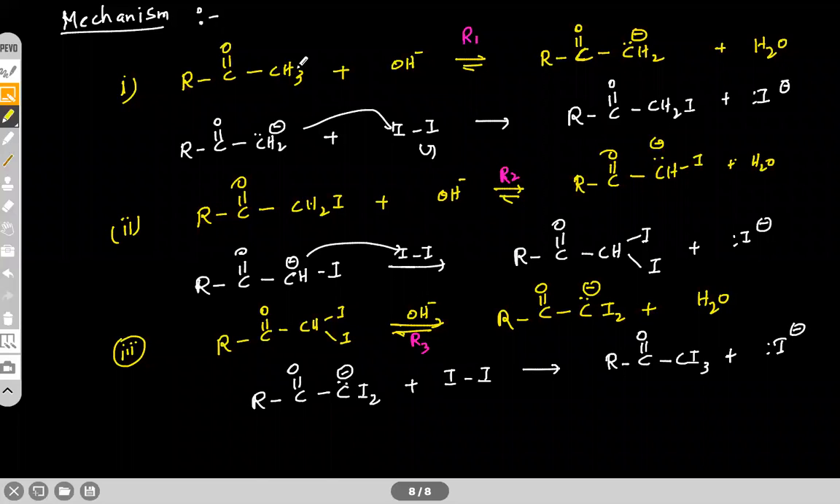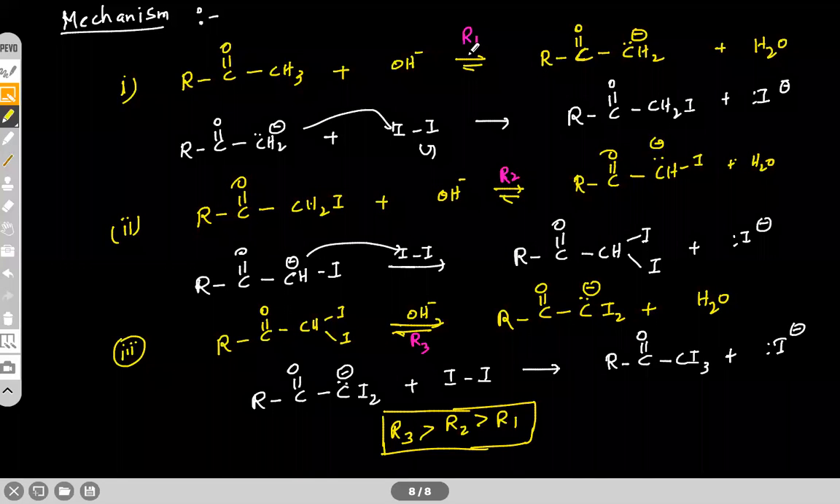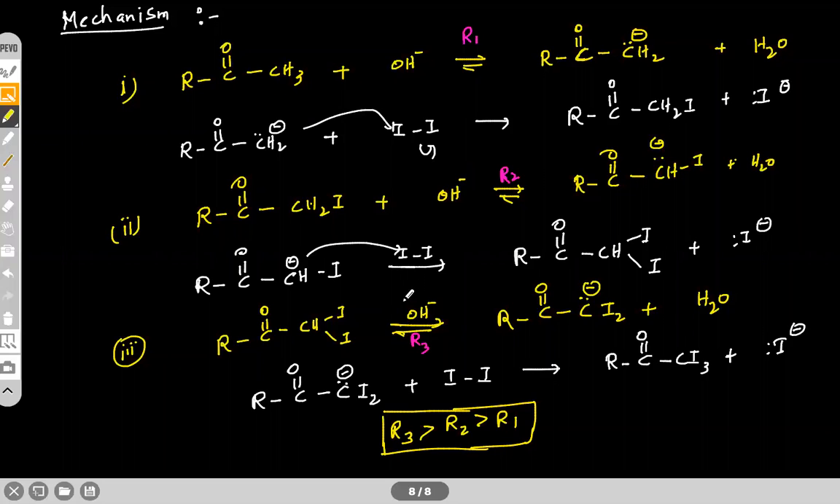In each step you see, here we do not have any minus I effect, here we have one minus I, here we have two minus I. So if you compare the rates of reactions 1, 2, and 3, the first one has the least rate, R3 is maximum, then R2, and then R1, because of the minus I effect of iodine. The point I'm making is that in each step the rate of the reaction increases. That's why, if the reaction starts from this, it goes all the way to this point.